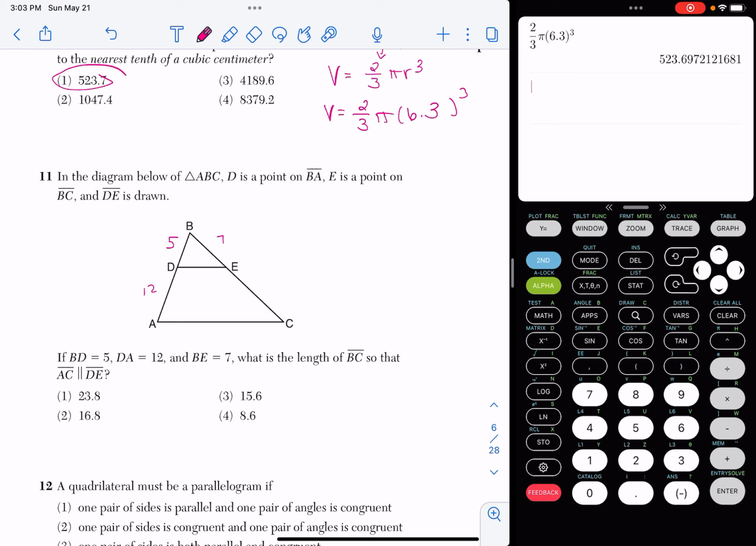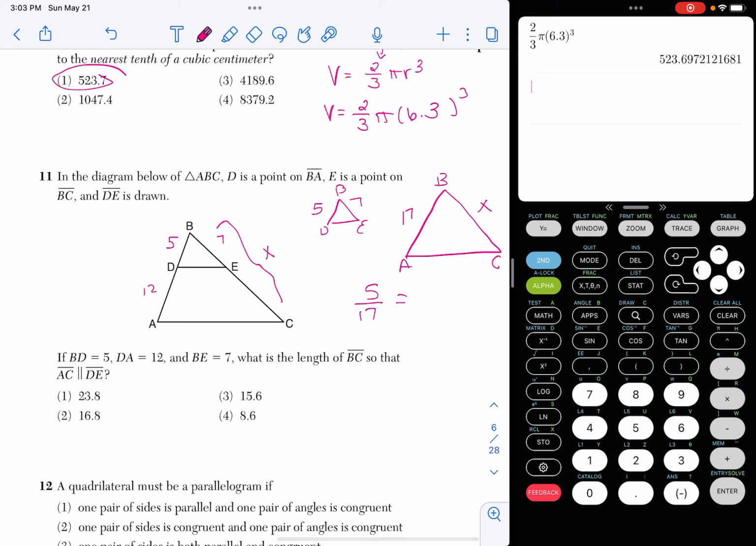We're looking for the length of BC, so I'm just going to put a big bracket there with X. I'm going to draw the small triangle, and by the small triangle I mean BDE, and I'm going to draw the big triangle, BAC. So the small triangle has sides 5 and 7 that we know about. The big triangle has sides 17, add up the 5 and the 12, and X. Now that I have that, I can set up a proportion with the corresponding sides.